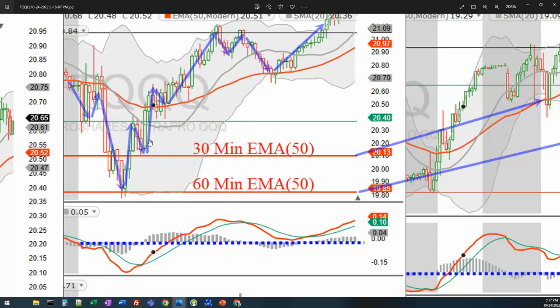It bounced up, came up right back to the 5-minute EMA 50. Look at that. Up, up, up, up, up. Back test, back down. Here you have a closing candle with a long wick, a closing candle above the EMA 50.